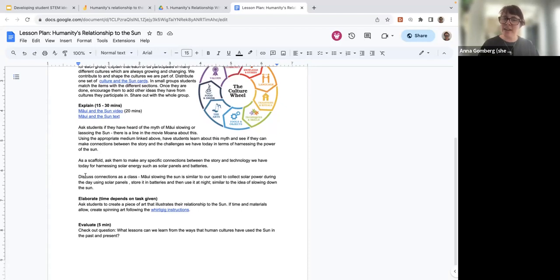Middle school kids did find it hard to make specific connections. I have to say I had to help them a lot with that. I think older kids would be able to though.